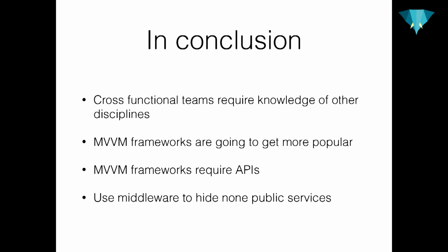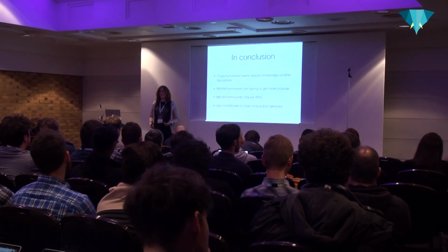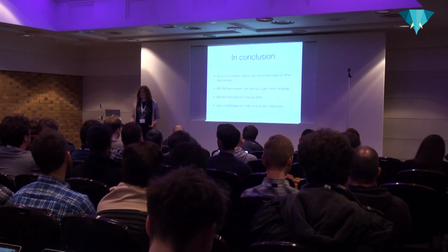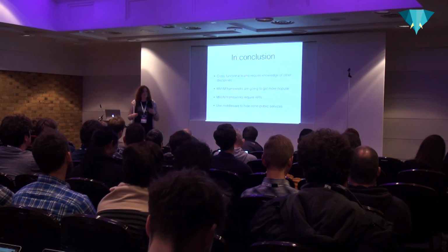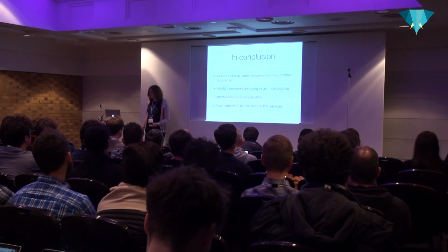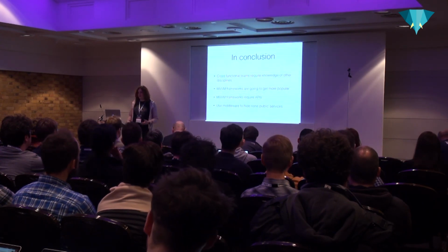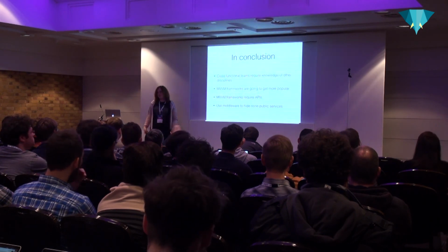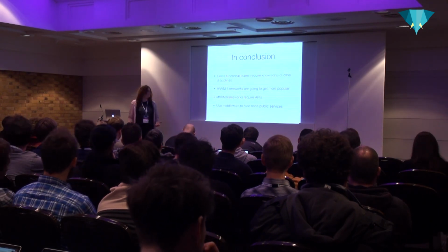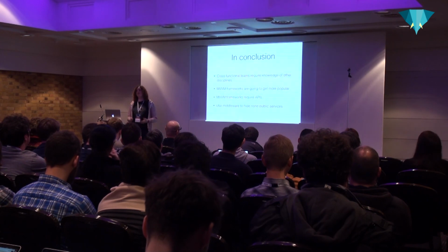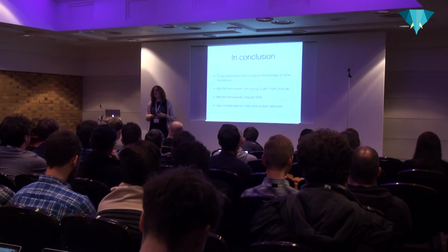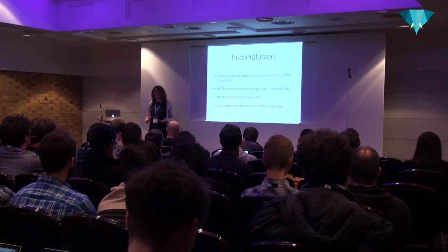So in conclusion, cross-functional teams require knowledge of other disciplines. You're going to be working closely with JavaScript developers, so it's important to know a little bit about what they're doing and maybe get excited about the same things that they get excited about. MVVM frameworks are going to be getting more and more popular. There's been at least one other JavaScript talk here, which I think is probably a record. And you're going to find them getting more and more popular. You're going to see them in your day-to-day life, and so you're going to need to know how they work. MVVM applications use APIs and use the middleware layer to hide and customize your response on a per device basis to get the most out of them.